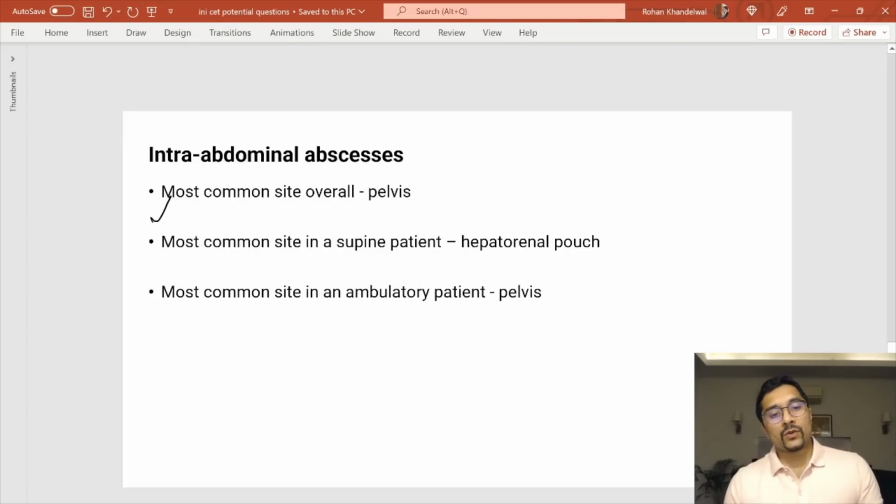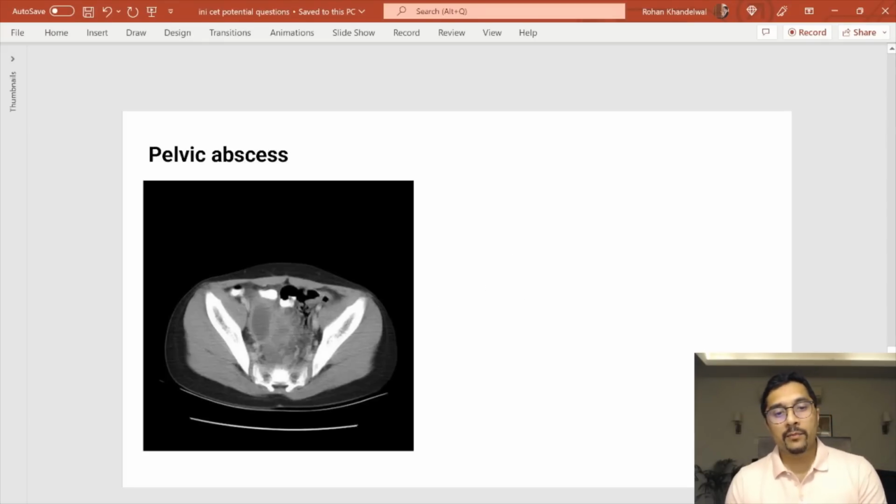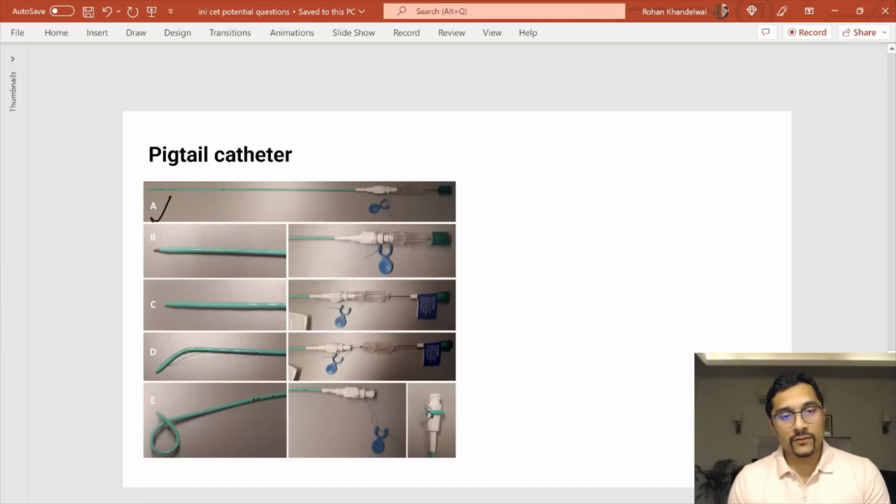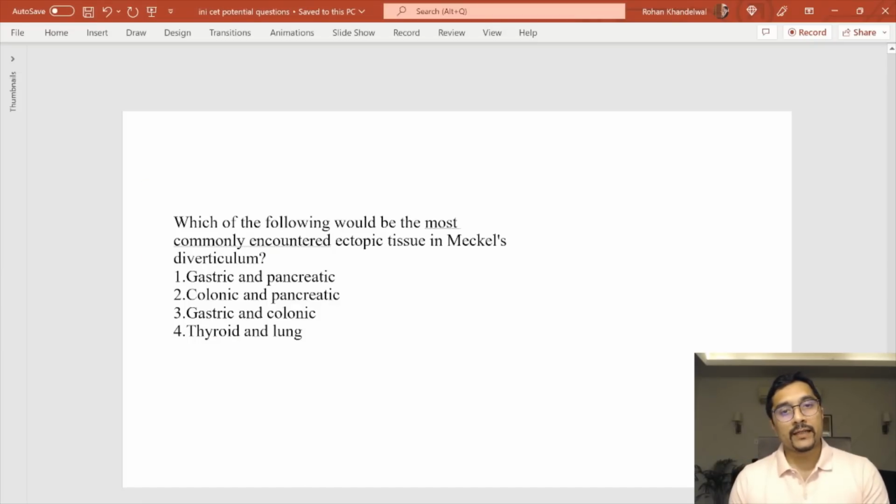Intra-abdominal abscesses, you should know, most common site overall is the pelvis. In a supine patient, it is hepatorenal pouch, and in an ambulatory patient, it is also pelvis. CT is the investigation of choice, and we drain it using a pigtail catheter.